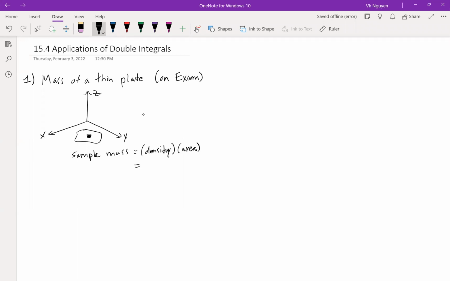Well, we know the density is given by a function. Every mass has a density, and this density is going to be a function in terms of x and y. So the density here is rho xy. The area is dA. Let rho xy be the density of the plate.